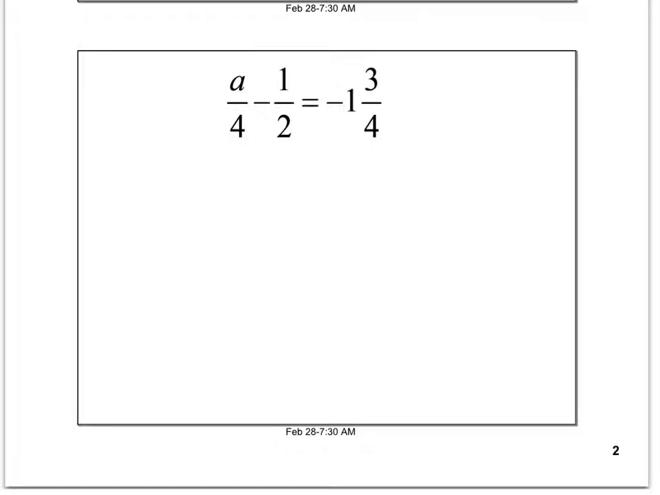This time we have division there at the end, but again, leave the variable as the last step. So to begin with, we need to move that -1/2 from the left to the right. So in this case we will add. Let's just erase that and try again. So add 1/2 to both sides.